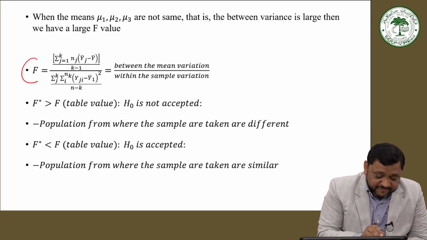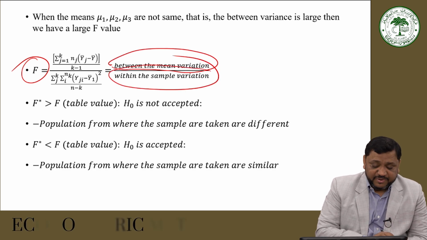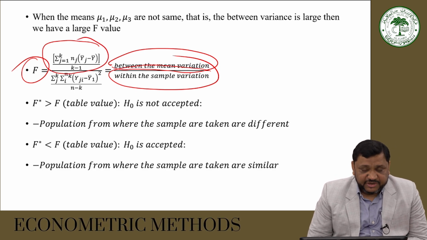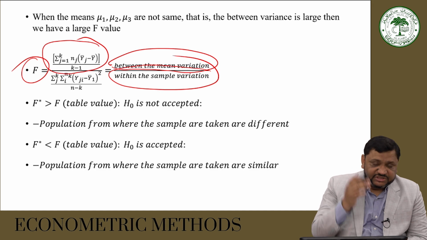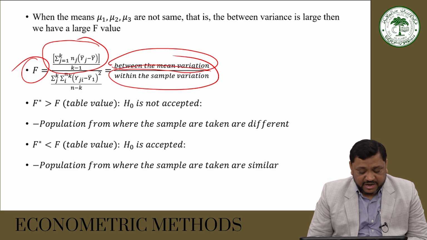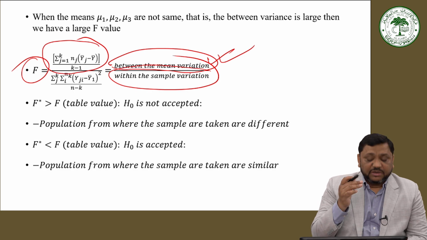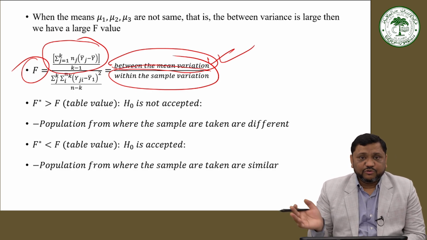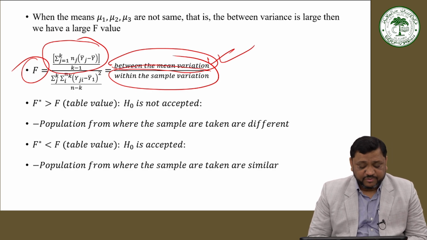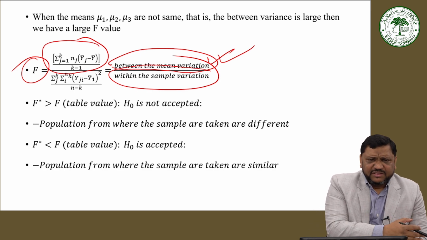Now the formula for f statistics is between the mean variation divided by within the sample variation. Between the mean variation formula is this, that is summation from j is equal to 1 extending up till k, nj multiplied by (y bar j minus y bar) whole square, divided by k minus 1. And the within the sample variation is, we do the summation of the summation of (yji minus yj bar) whole square divided by n minus k. So we have done the calculation just before.